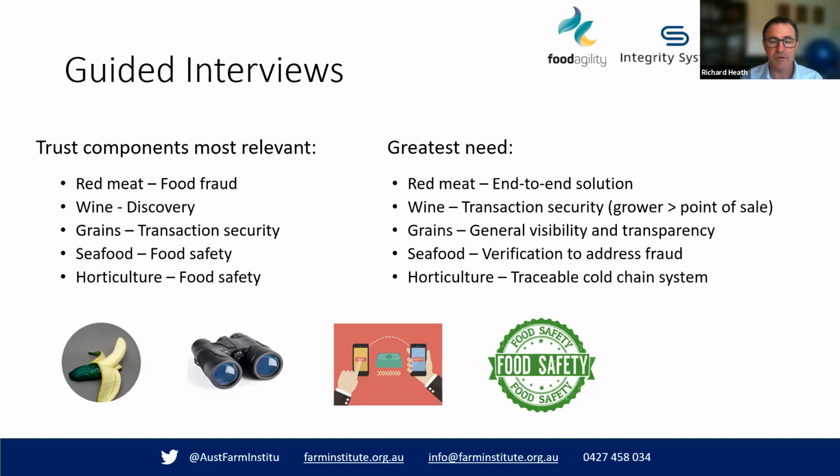The greatest need for technology solutions in red meat was really an end-to-end solution in terms of traceability and food fraud, and just a general solution for solving trust from one end of the value chain to the other. In wine, it was more related particularly to that transaction security between growers and point of sale. In grains, it was general visibility and transparency around the transactional elements, the financial transactional elements; seafood, verification to address fraud; and horticulture, traceability in cold chain systems.